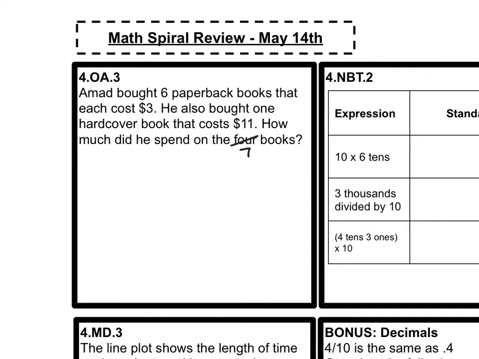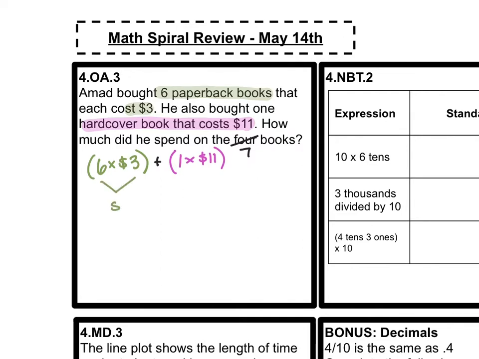So basically what we have to do, we have to look at this information. 6 paperback books cost $3 and 1 hardcover that cost $11. So I'm going to go ahead and write my equation. I'm going to put the 6 paperback books times $3 so I know exactly how much all of those cost altogether without adding up $3 6 times. And then I'm going to add up the cost of the hardcover book, which was simply 1 times $11 or $11. So when I do this, I'm going to always do my parentheses first.